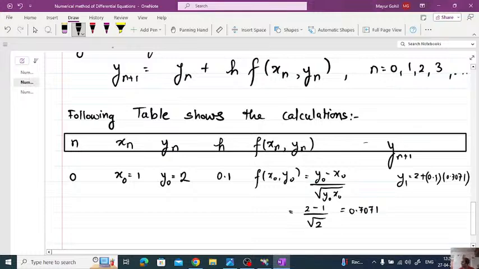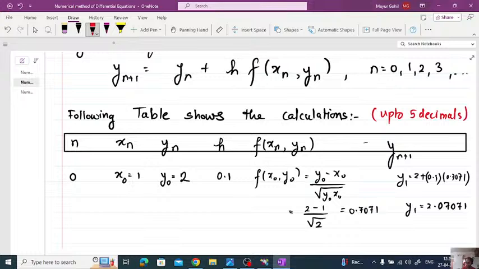So how much are you getting? All those of you are there online, please calculate for yourself and let me know how much you get. You will get here your answer as y1 as 2.07071, right? That is what you will get. So you go up to 4 decimal places. Even if you go up to 5 decimals, that would be fine. So we will go up to 5 decimals. For the best accuracy we will consider 5 decimals, okay? So this is what we get.